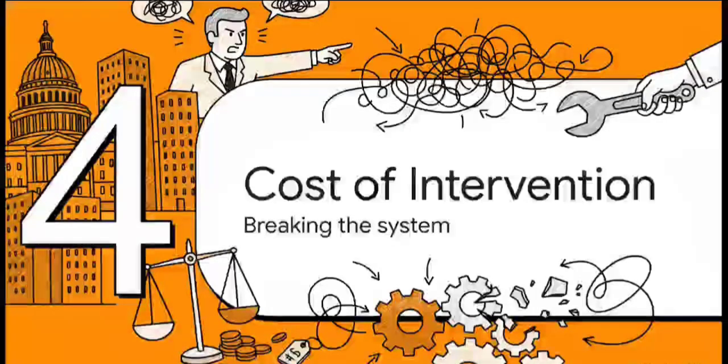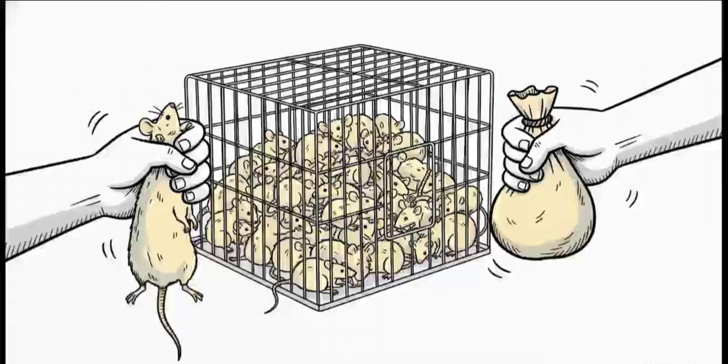On to Section 4, the cost of intervention, breaking the system. So what actually happens when governments or politicians look at this super delicate messaging system and decide, you know what, I don't like the messages prices are sending? Whenever we try to intervene, we have to remember the ultimate golden rule of economics. People respond to rewards, not intentions.